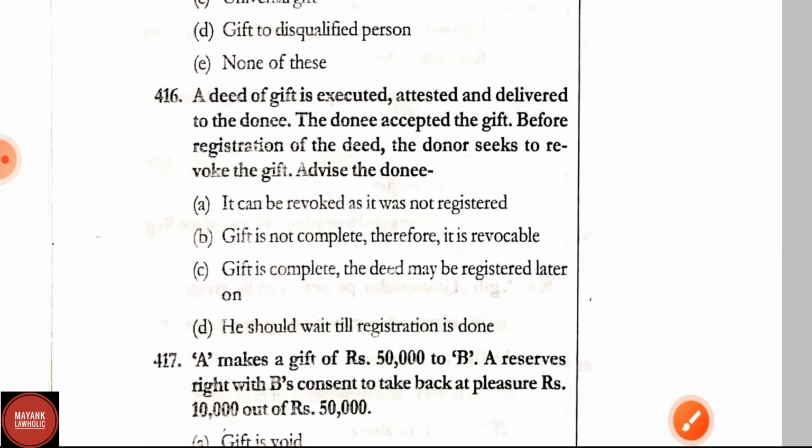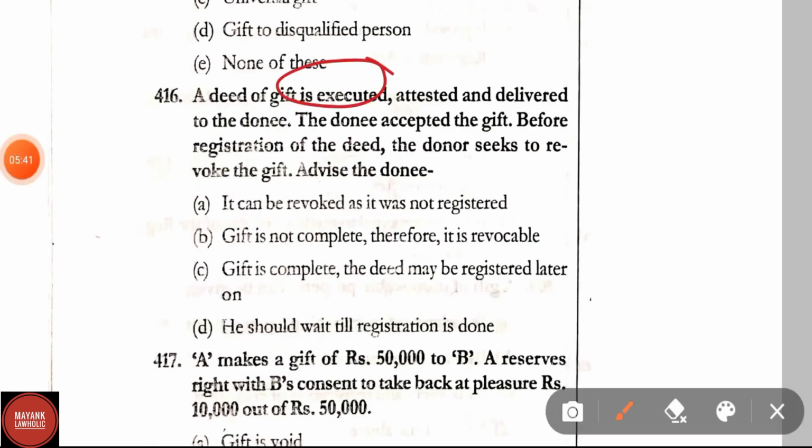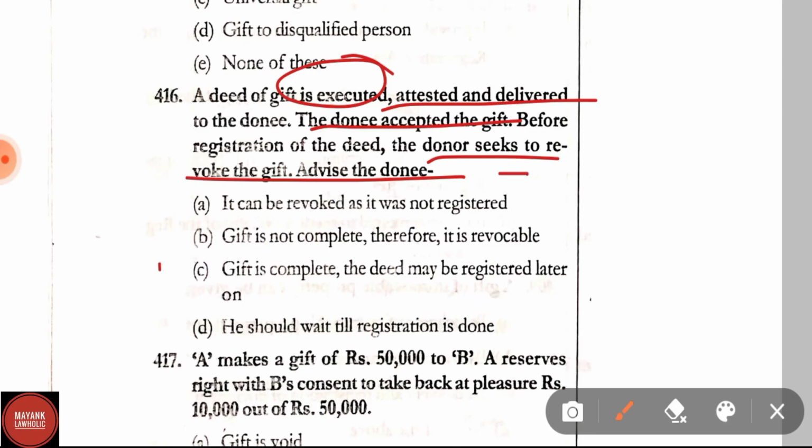Question number 416. A deed of gift is executed, attested and delivered to the donee. The donee accepted the gift. Before registration of the deed, the donor seeks to revoke the gift. Advise the donee. It can be revoked as it was not registered. Gift is not complete, therefore it is revocable. Gift is complete, the deed may be registered later on. He should wait till registration is done. Here correct answer is option C, that is gift is complete, the deed may be registered later on.